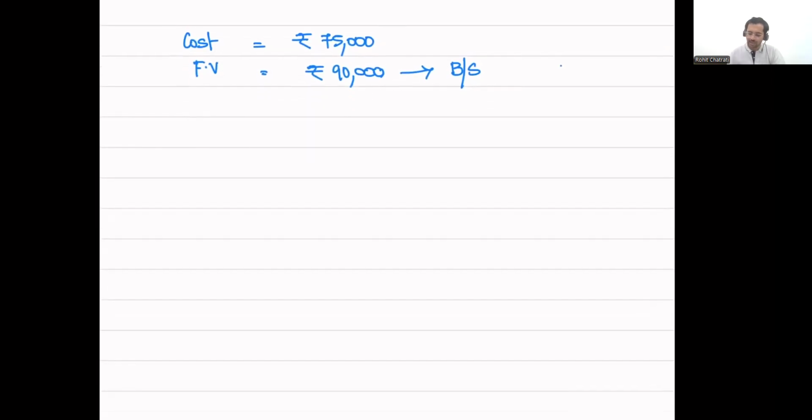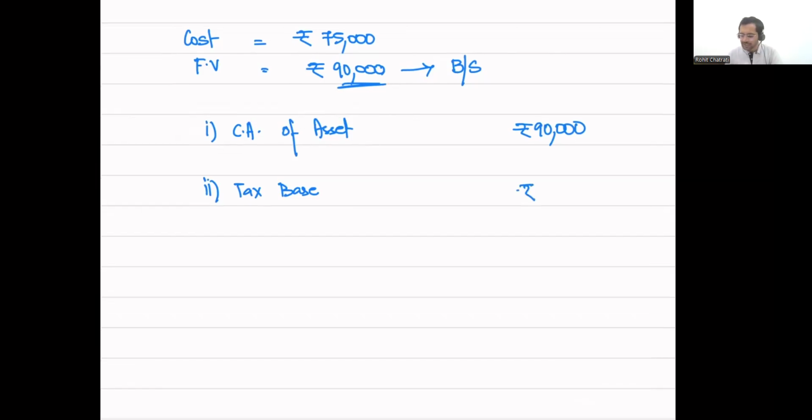Now, if I start plotting the carrying amount of the asset, it is going to be equal to rupees 90,000, because 90,000 is the fair value and that is the amount I'm going to show on the balance sheet. The second step is calculating the tax base of this asset. Tax base is the amount that will be allowed as a deduction in future. If I sell these shares in future, as part of the capital gains calculation, the cost of acquisition will be allowed as a deduction. The cost of acquisition is 75,000.